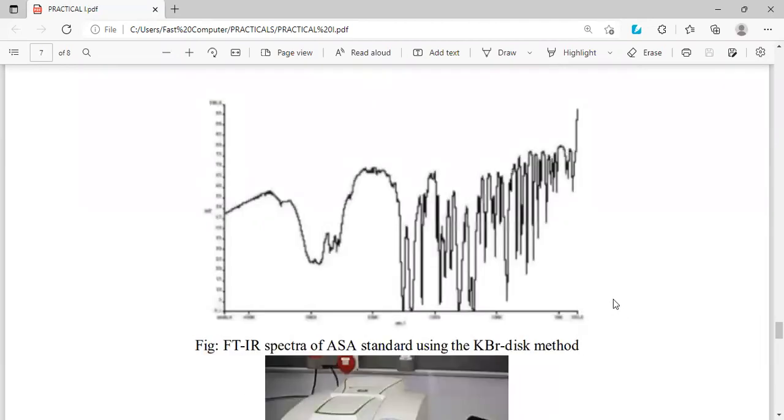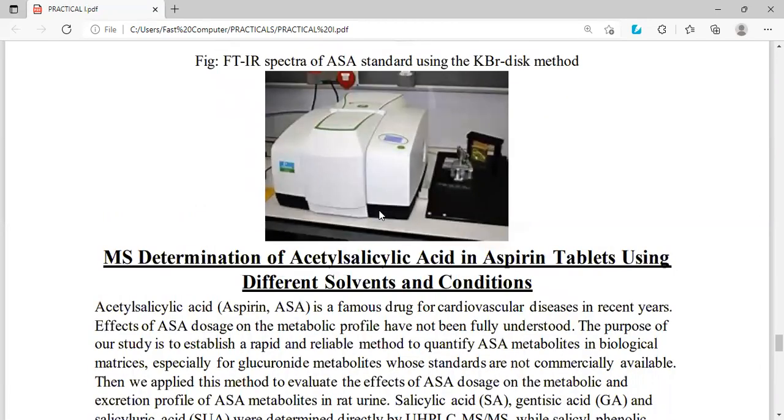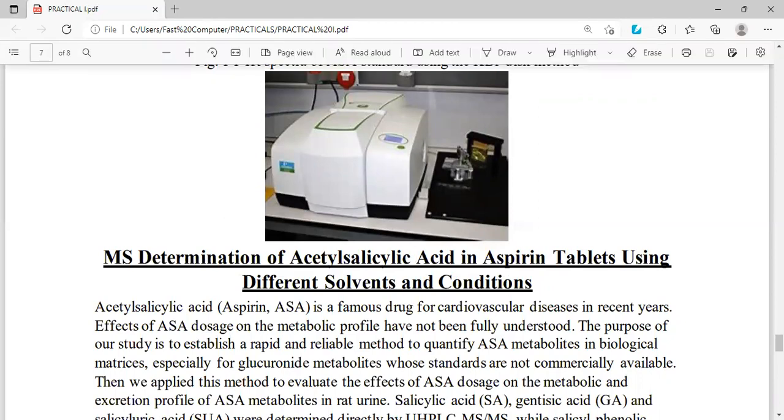This is the graph or spectrum obtained by FTIR. This is the FTIR spectrum of ASA standard using the KBr disk method. And this is the instrument used in FTIR to determine ASA. Now we'll discuss mass spectrometry.